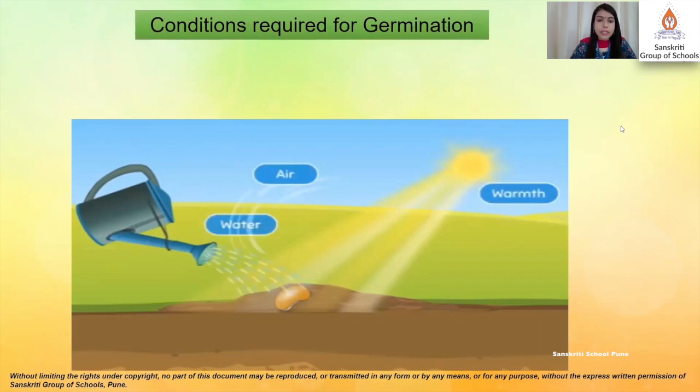I'll repeat again. We sow the seed in the ground and the seed requires proper conditions to grow. It requires water, air, and warmth from the sun, that is sunlight. When all the conditions are given, the seed starts to grow or the seed starts to germinate.